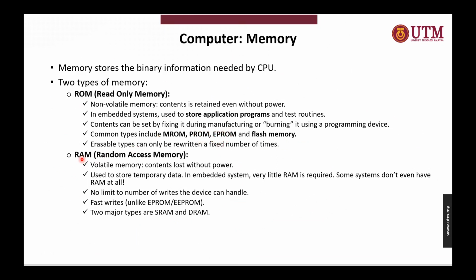And then next we have the RAM, random access memory. It is a volatile memory. What is a volatile memory? Every time you switch off your processor, what happens? All the data inside of the random access memory will be erased. So the content will be lost without power, and it is used to store temporary data. So this is the function of the RAM, to store memory data.